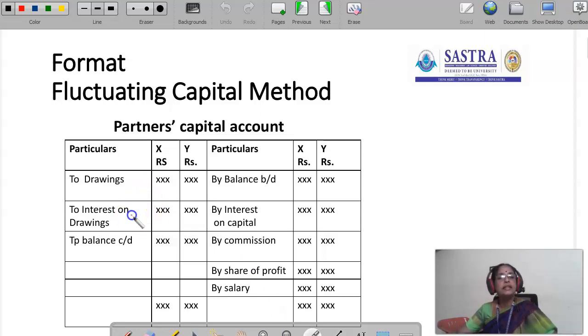Drawing is an expense, and interest on drawing is an expense for the partners, so it should be debited. So finally we arrive at the closing capital. Okay, so this is the way to prepare the partners' capital account under the fluctuating capital method.